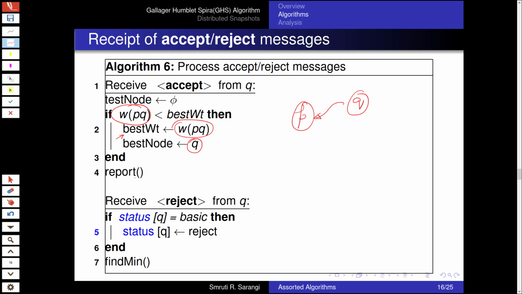neighbor is Q. And report, mind you, is not a message to another node. It's just a function call. Right? So it's just an internal function call. It is not a message. And the internal function call will be able to see these internal variables.